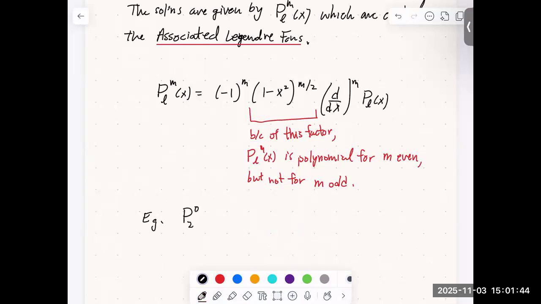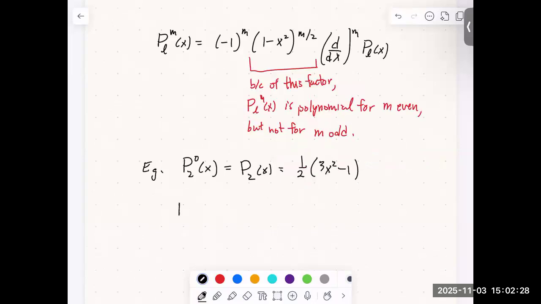Okay, so P_2^0. Well, what would we do? So this is L equals 2 and m equals 0. So if I put in m equals 0, I get (-1) to the 0, and I get (1 minus x squared) to the 0, and I get the 0th derivative. And so that's easy. In fact, with m equals 0, this is just equal to the second Legendre polynomial, and we wrote that down already. It's only when m is not equal to 0 that we get something different.